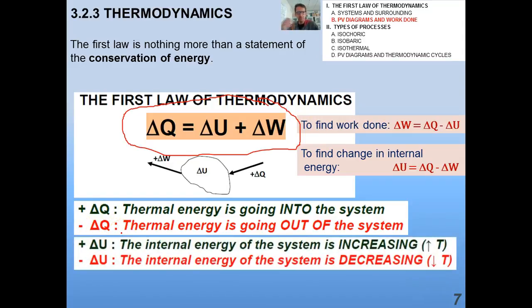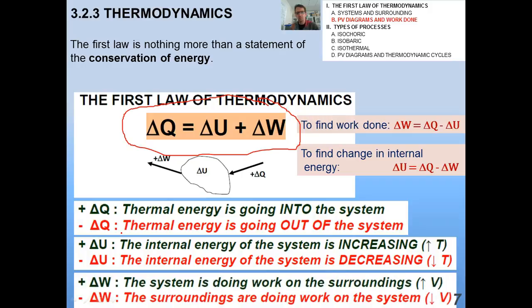That's straightforward. If the internal energy of the system is increasing, or the temperature is increasing, delta U is positive. If it's decreasing or getting colder, delta U is negative. If the system is doing work on its surroundings, W is positive, which results in a positive delta V. So it would be an expansion. If the surroundings are doing work on the system, then it's a compression, and that's a negative W.